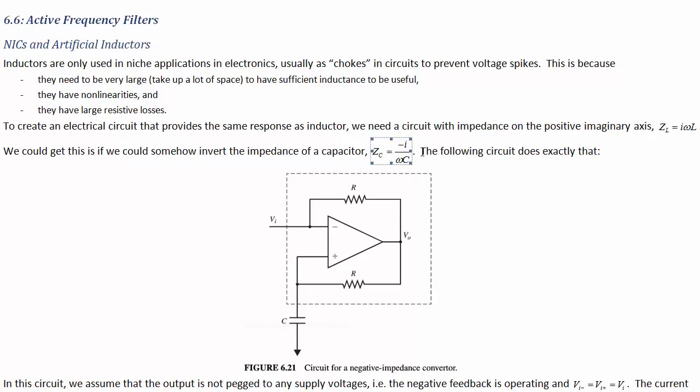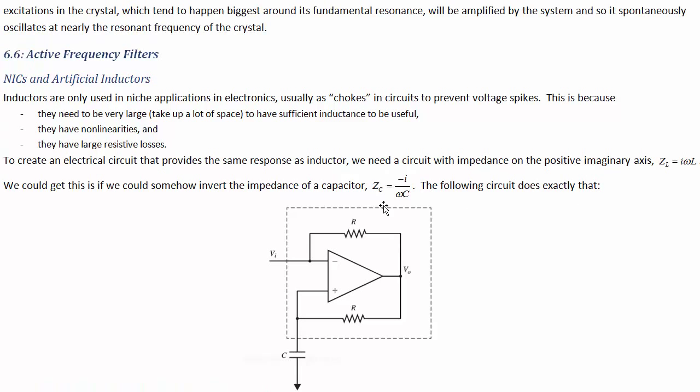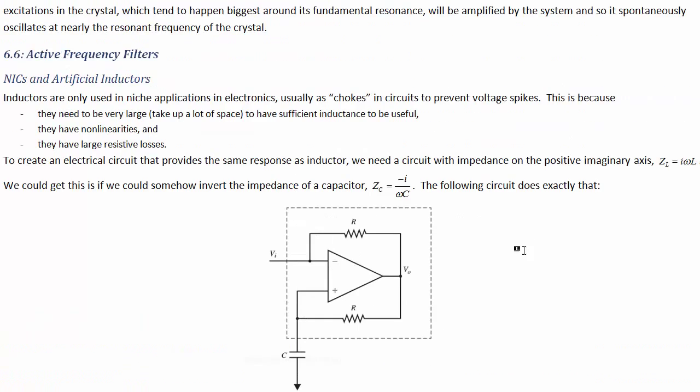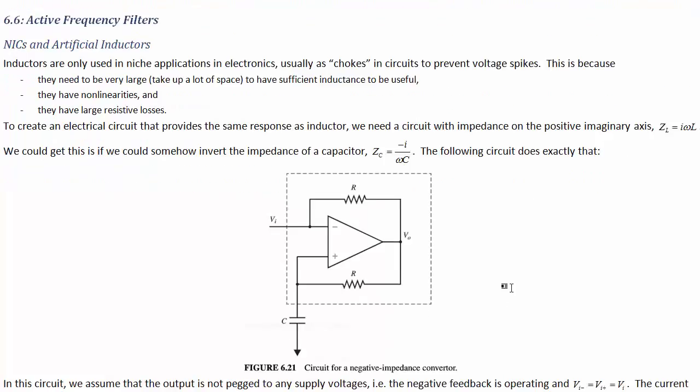If we could make a negative version of a capacitor, then we'd have something that behaves like an inductor, at least at one fixed frequency, where it's got this positive I term. It's proportional to positive I. Okay, so let's look at this thing. How does this work? This thing in the box is called a negative impedance converter. Let's calculate how it works.